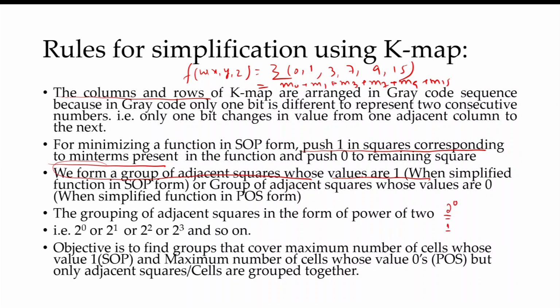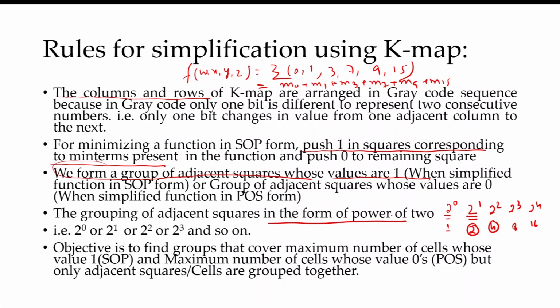When we group 1 square, a single square, this means that for representing that cell all the variables or all the literals are present. Or 2 to the power 1 means we can group 2 adjacent squares, or 2 to the power 2 means 4 adjacent squares, or 2 to the power 3 means 8 adjacent squares, or 2 to the power 4 means 16 adjacent squares, and so on. This means grouping of adjacent squares is in the form of powers of 2.